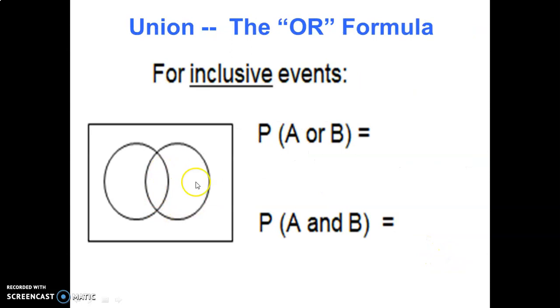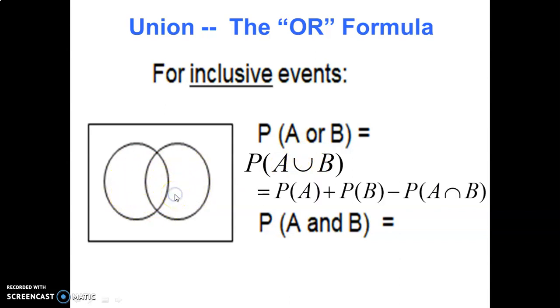Now let's look at inclusive events, all right, which means there is an overlap. For or, again, union. In this case, the or formula is really important to notice.